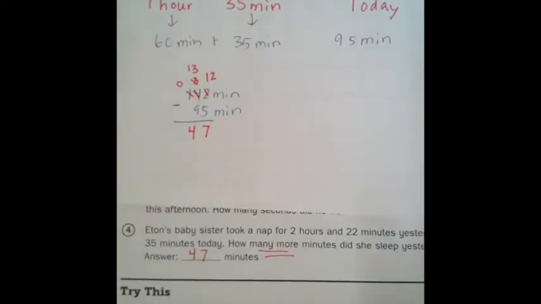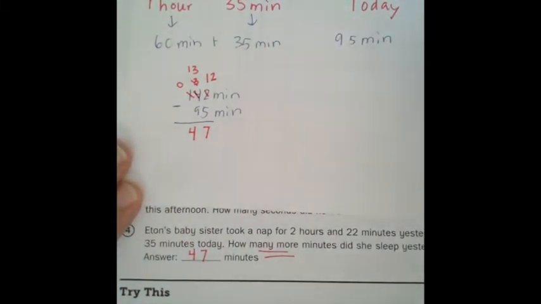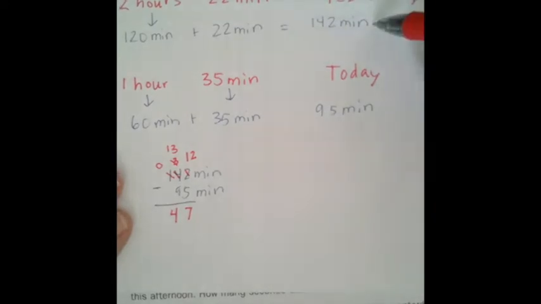All right. The try this asks you, how many seconds did Ethan's baby sister sleep altogether? Well, we're going to have to go back to our problem. She slept 142 minutes yesterday, 95 minutes today. So we're going to add those two together. 142 minutes plus 95 for today. Add those together.